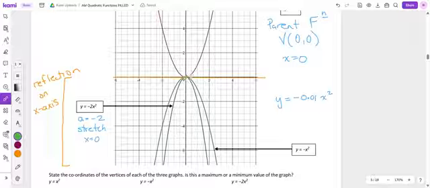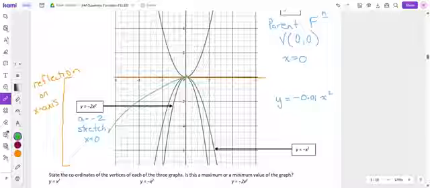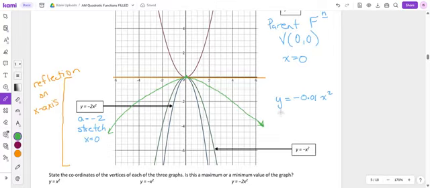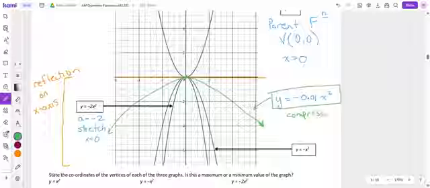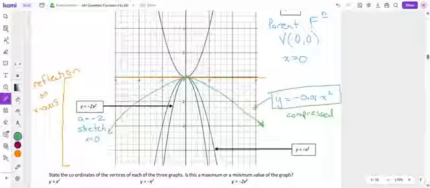So I know the vertex is going to be at 0, 0. And is it stretched or compressed? And I'm better than the notes, so I'm putting arrows. And I'm calling this compressed. Compressed. We good? Not too fast?